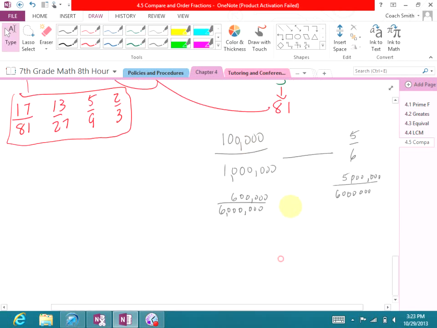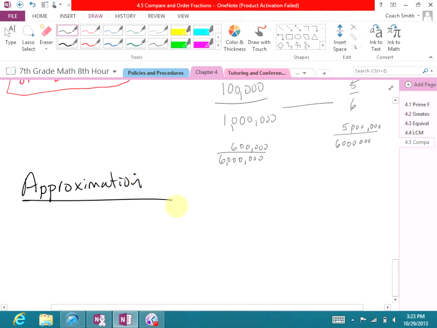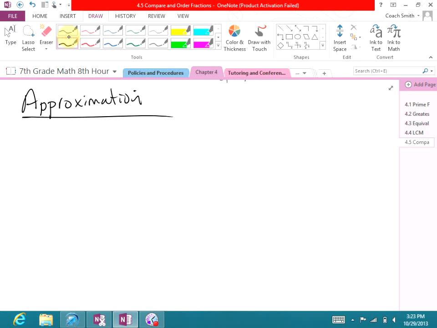Okay, now, I want to talk about one last thing, and that is approximation. I want to talk about looking at fractions just sort of like we were talking about, and this comes back to what you were sort of talking about. 9 over 17 and 8 over 16. 8 over 16 is 1/2. So, what is 1/2 of 17?